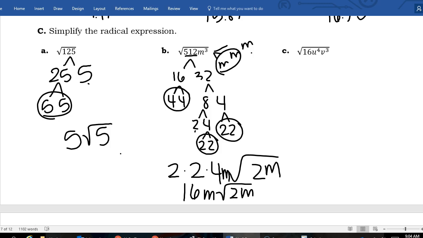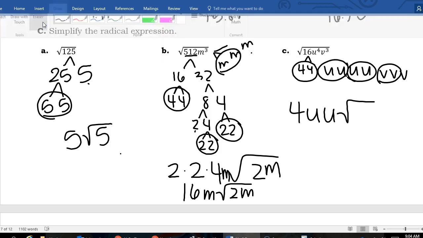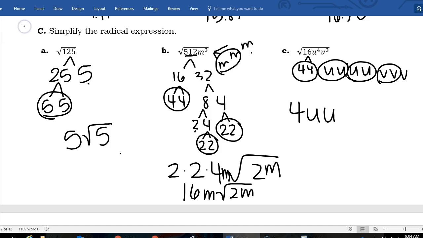And the last one, 16, right away, that's a 4 and a 4 that I can pull out. U4 is U, U, U, U, so I got a pair of U's here and a pair of U's here. V3 is V, V, V, so I have a pair of V's right here. I pull out a 4, I pull out a U, I pull out a second U. Oops, I didn't want to go that far yet. So I got to do my V still. I pull out a V, and then underneath a V remains. Combining all this, the 4 stays 4. 2 U's we're going to represent as U squared, V root V.